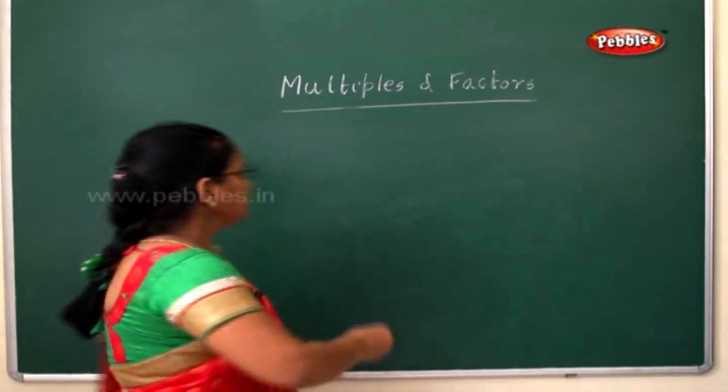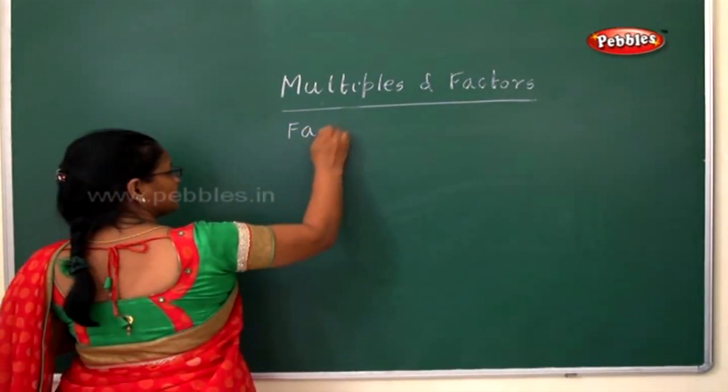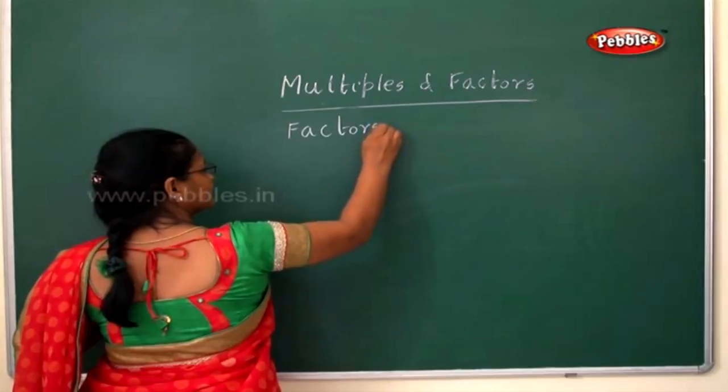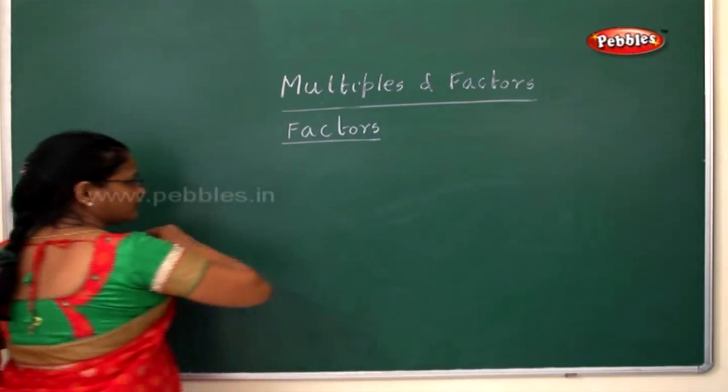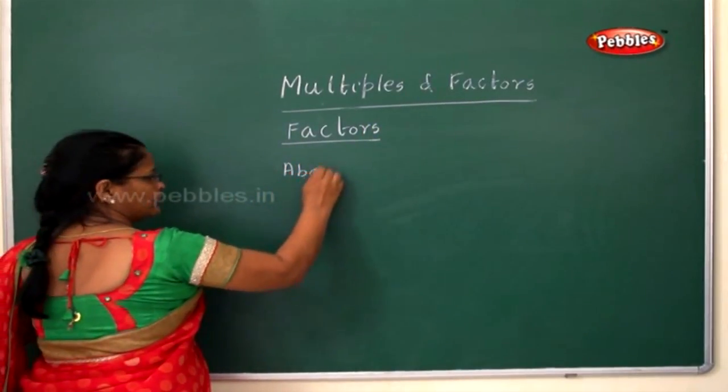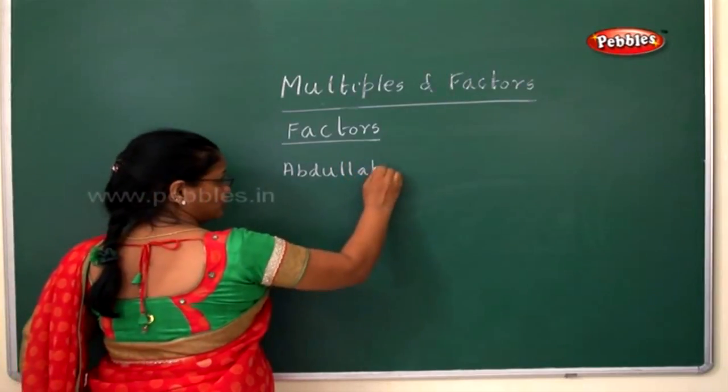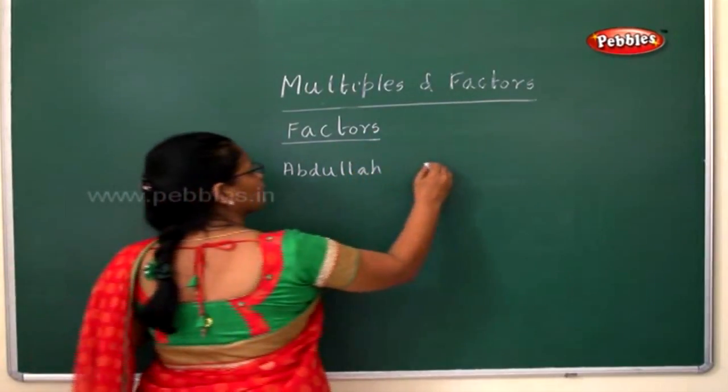See, the next one, we go on to the factors. You must have understood multiples. Now the next one is factors. There were two children, Abdullah and Fatima. With factors, I'll tell you a small story.